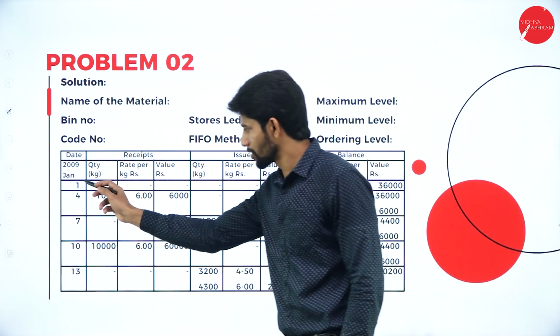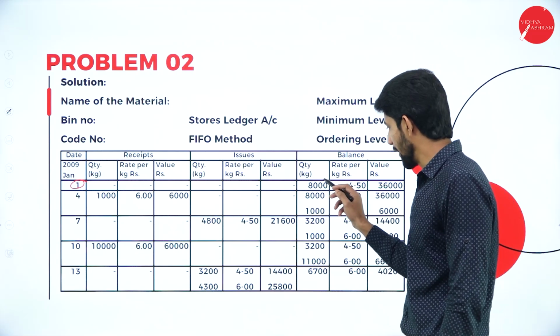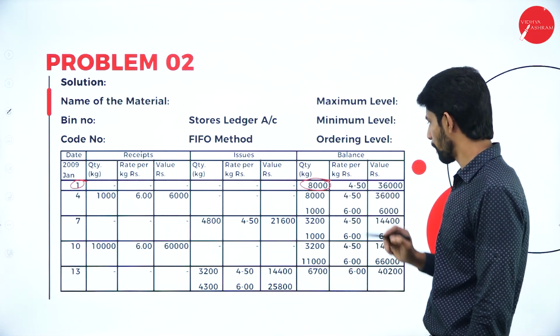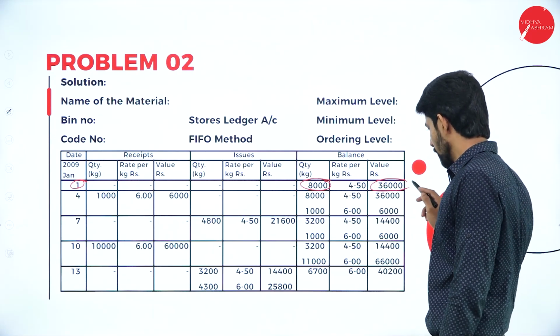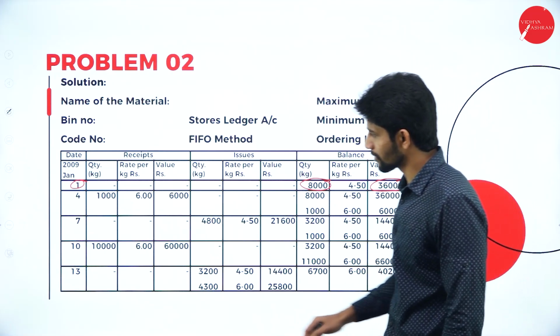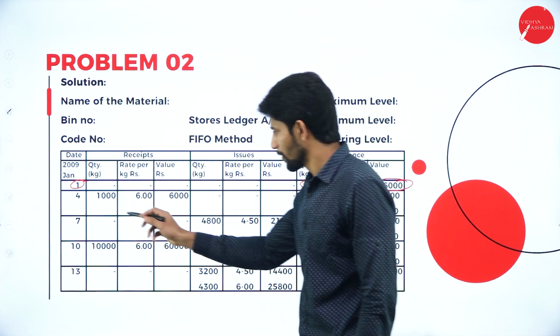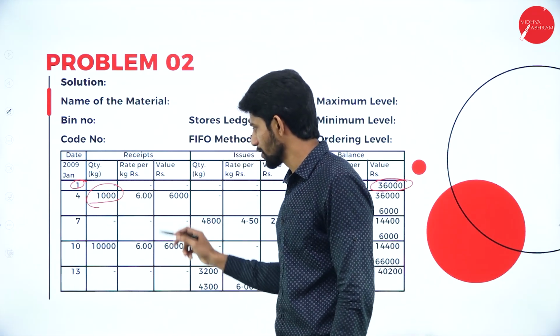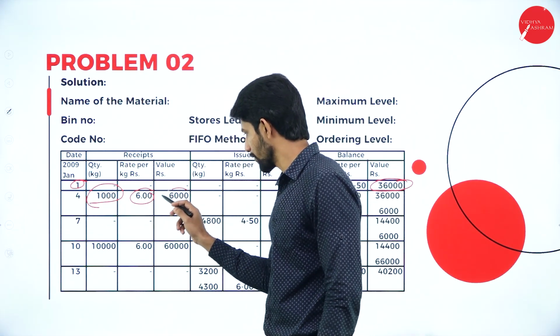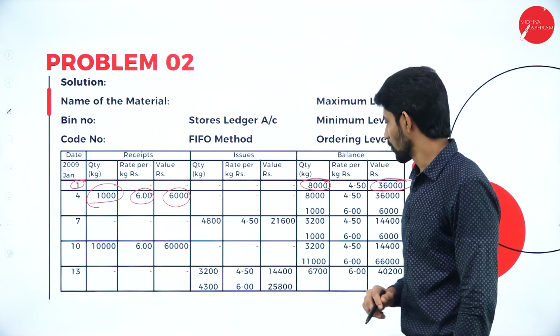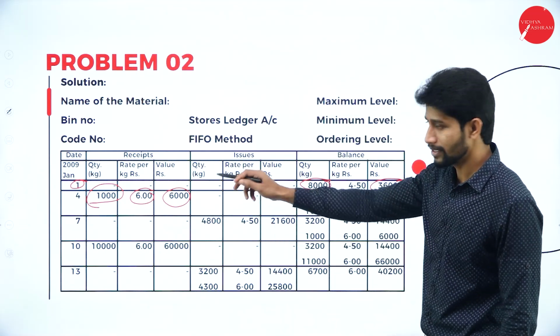On Jan 1st, opening stock is 8,000 units at rupees 4.5 per unit. Total value comes to 36,000. Next, on Jan 4th, we purchased 1,000 units at rupees 6 per unit. Total value comes to 6,000. So now you show the balance here on Jan 4th.